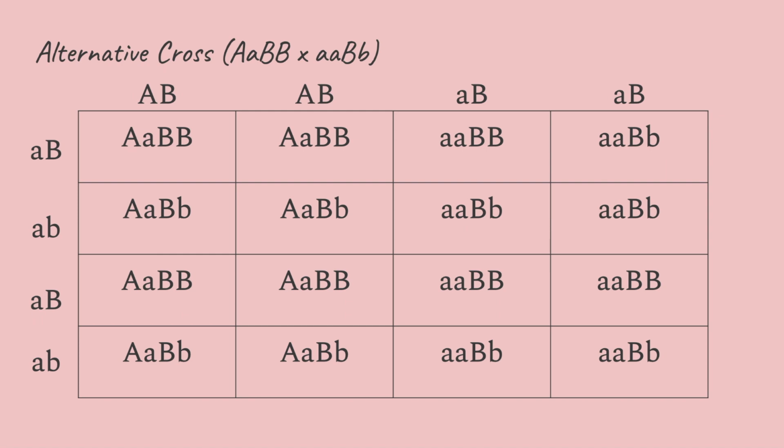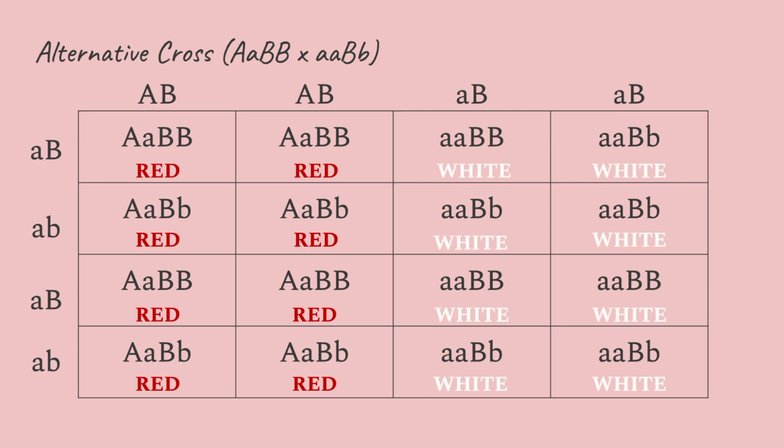Alternatively, we can look at the cross with random genotypes as shown in the Punnett square. In this cross, there are 8 genotypes that result in white roses and 8 that will result in red roses, giving us a 1:1 phenotypic ratio in this alternative cross.